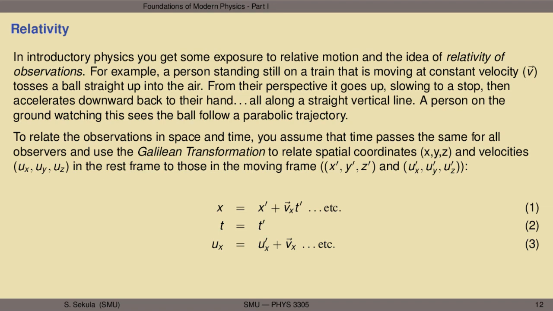And to do this, you assume that time passes the same for all observers. The person on the train and the person on the ground all experience time the same way. And when you make that assumption, you get out of this something known as the Galilean transformation that allows you to relate spatial coordinates and velocities of objects from a frame you consider to be at rest to a frame that you consider to be moving. So in our case, you might consider the platform or the ground next to the train to be the rest frame. You might consider the train to be the moving frame. And these equations shown down here will relate coordinates, velocities, and times in the moving frame with the primes next to them to things in the rest frame, the numbers without the primes attached to them.